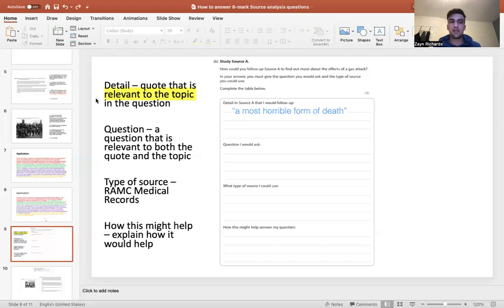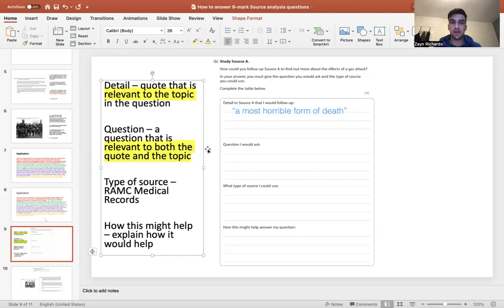So then the question that we'd ask from this has to be a question that is relevant, and this is the hard part, to both the quote and the topic. Now, the topic is the effects of a gas attack. The quote is the one I've picked, so most horrible form of death. So we have to ask a question which is about the effects of a gas attack and is linked to that quote. So the question I might ask is, how many men died from suffocation caused by gas? Now, notice how that is linked to my quote, so most horrible form of death. I'm talking about how many men died, but it's also linked to what's in the question. Okay, so I'm talking about the people dying is an effect of a gas attack.